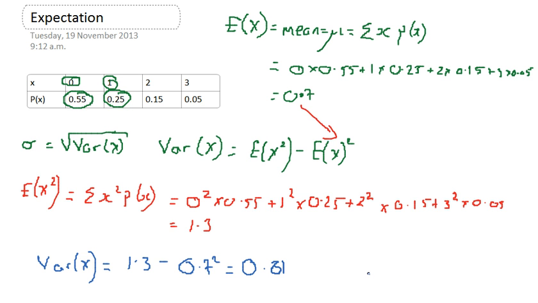So to work out the standard deviation, I'm going to square root 0.81, and that gives me 0.9. So there's my mean there, and there's my standard deviation. Okay, I hope you followed that.